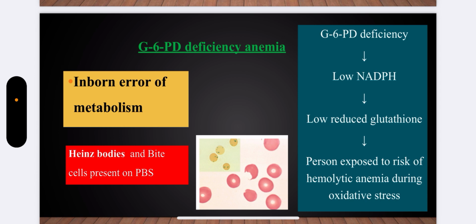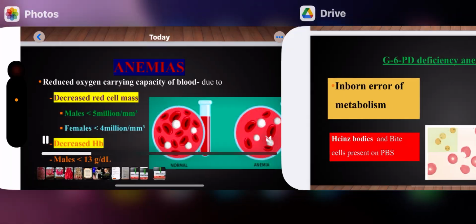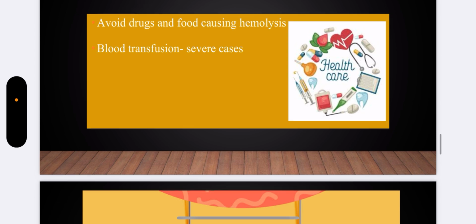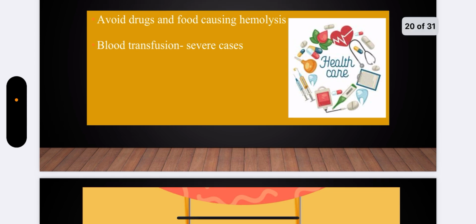So in case of G6PD deficiency anemia, there is presence of low level of reduced glutathione secondary to low NADPH, and the person will be exposed to the risk of hemolytic anemia during oxidative stress. So we have to avoid the drugs and foods that can cause hemolysis, and in severe cases we can do blood transfusion.